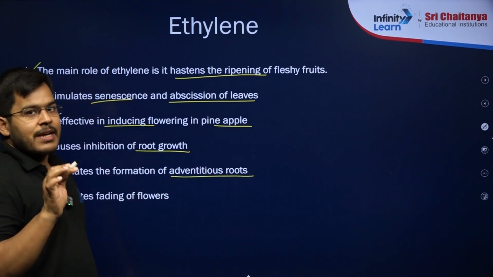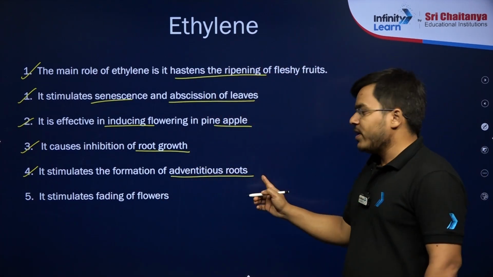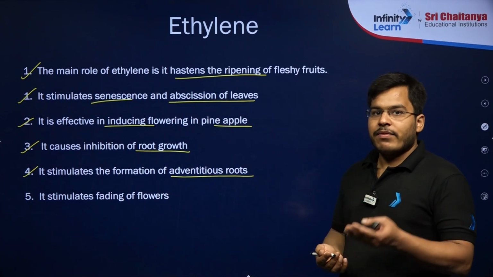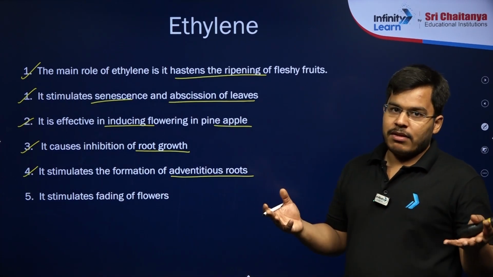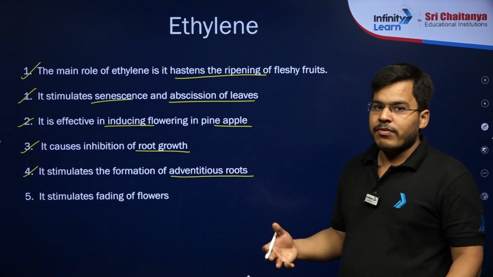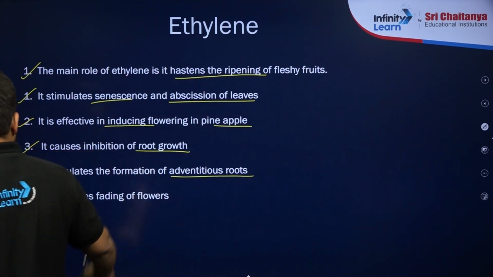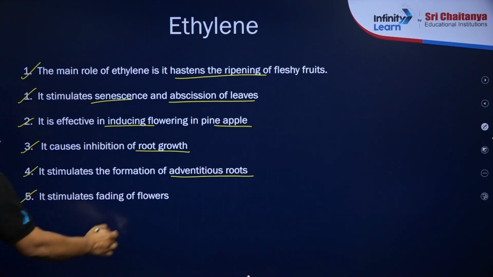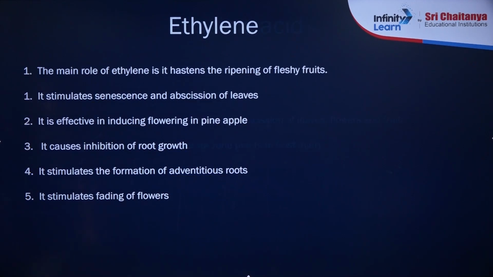The roots, students, that arise other than from the seed are known as adventitious roots, or more specifically we can say in a seed we have the radicle part. So the roots that are not arising from the radicle, if they are arising anywhere else in the plant, that is going to be adventitious root. So its formation will be stimulated by the ethylene. Next, students, it will be stimulating the fading of the flower also. So these are going to be some important functions of ethylene.